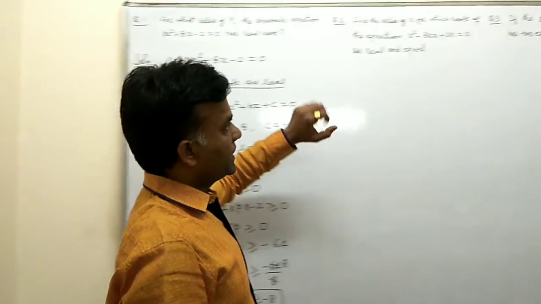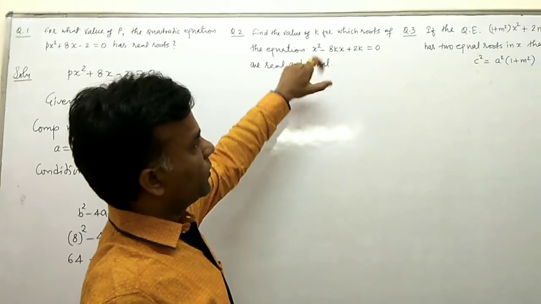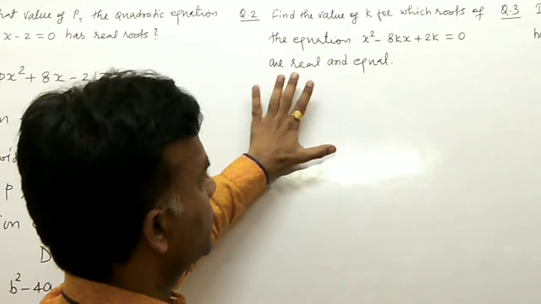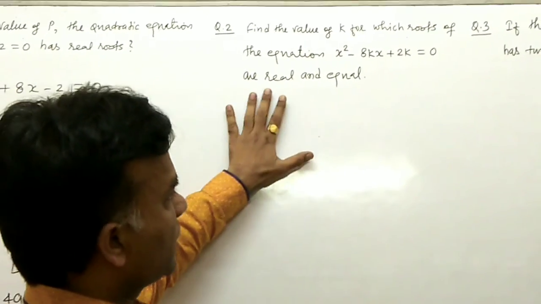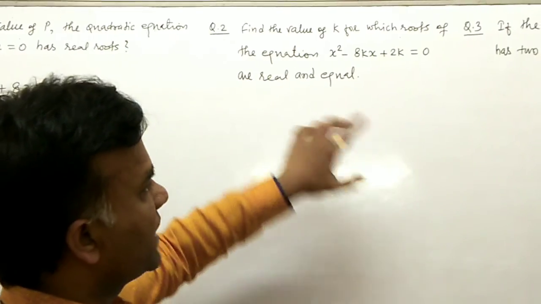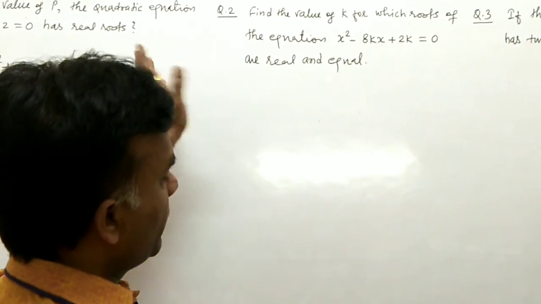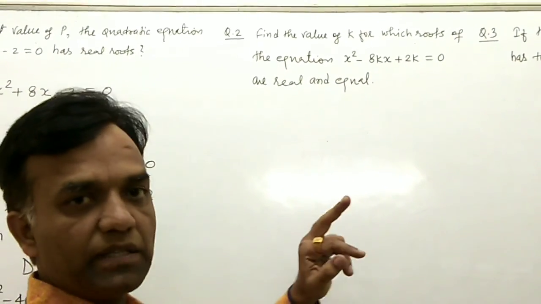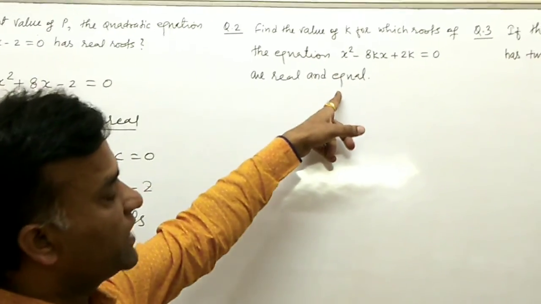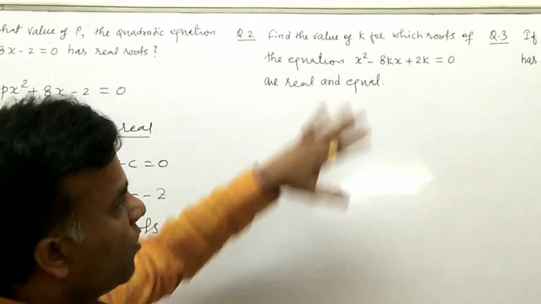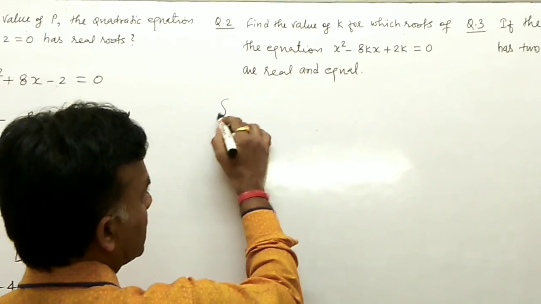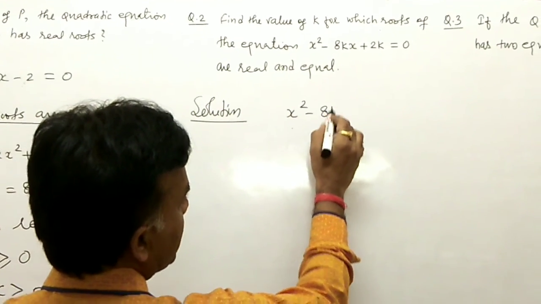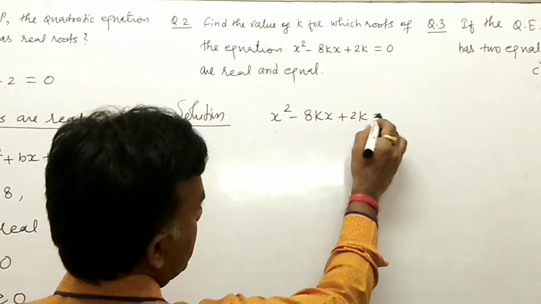Now the second example is: find the value of k for which the roots of the equation x square minus 8kx plus 2k equal to 0 are real and equal. Here a specific condition, equal, is given. In the previous question only real was given, which has two conditions, D greater than 0 and D equal to 0. But here the specific condition equal is given. So first you write down the given quadratic equation, x square minus 8kx plus 2k equal to 0.